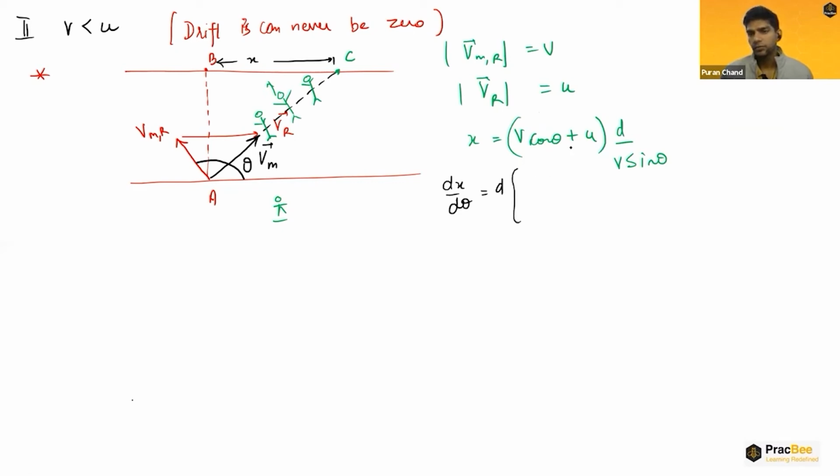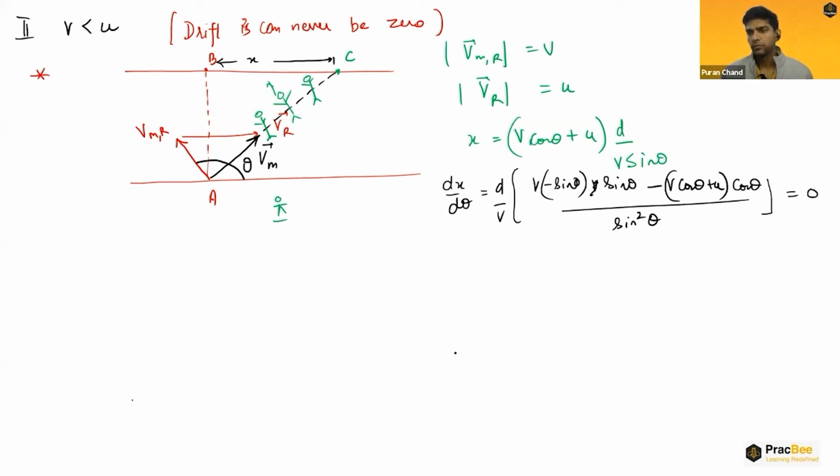Differentiation of the numerator. Differentiation of the numerator will be minus V sine theta. Denominator as it is, right? Let me take it V here. Sine theta minus numerator as it is. Differentiation of the denominator, which is cos theta. Clear? Divide by sine square theta, right? Okay, so now we have to put this equal to 0. So we have minus V sine square theta minus V cos square theta minus U cos theta divided by sine square theta, right, equals 0.